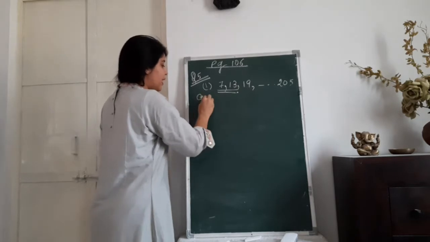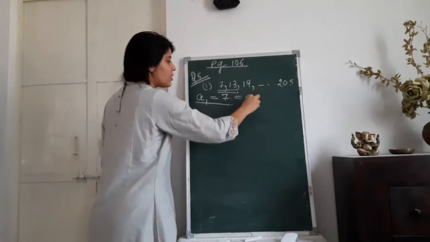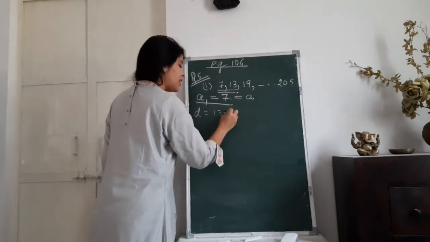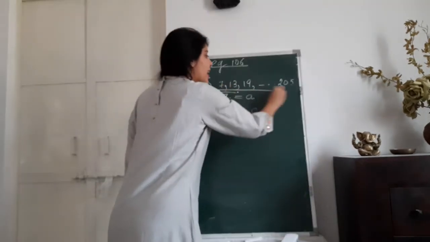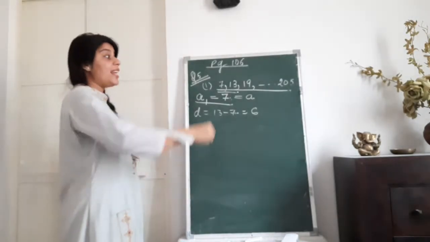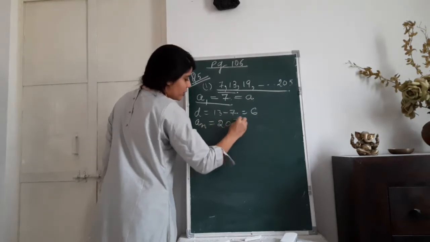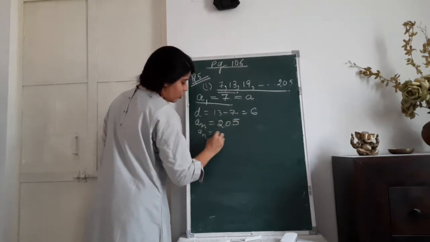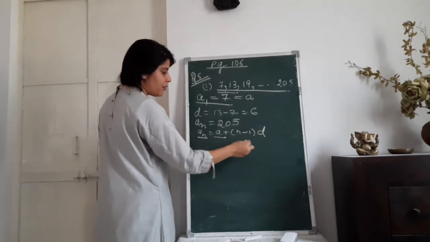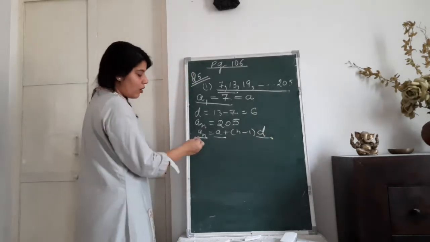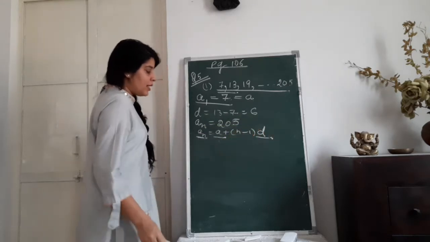We have a1 equals 7. Our first term is 7, therefore a equals 7. Common difference is 13 minus 7, that is 6. And if we are assuming that there are n terms in this AP, then our nth term is 205. So I can say an equals 205. Now an equals a plus (n minus 1) into d. I have the value of an, 205, a, 7, and d equals 6.